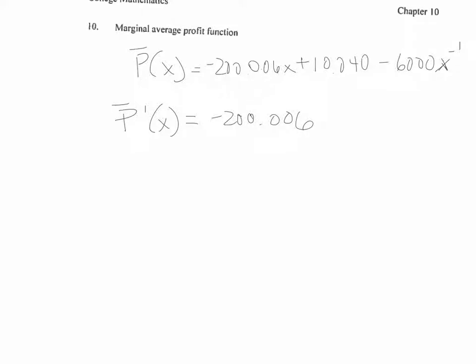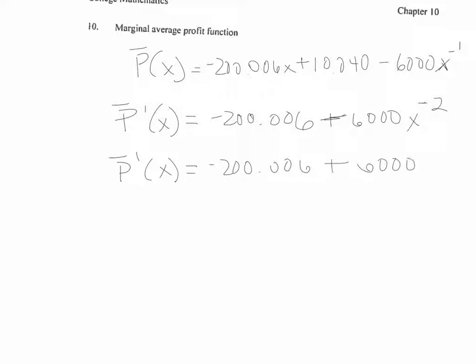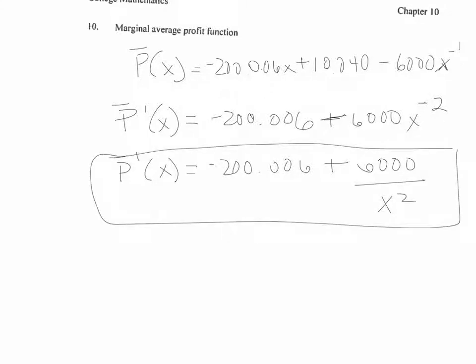10,040 just becomes 0. And then tell me what this last one is going to become. Good. The negative 1 times the negative 6,000 becomes a positive 6,000, but it's x to the what power? Negative 2. I have to subtract 1 from negative 1, which gives me a negative 2. So if I clean this up with a positive exponent, that's negative 200.006 plus 6,000, how do I write it? Over x squared. Okay, so are we getting more comfortable with being able to move negative exponents and do what we need to do? Good job.